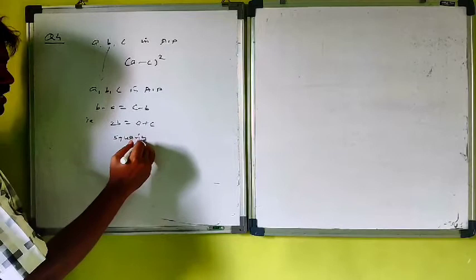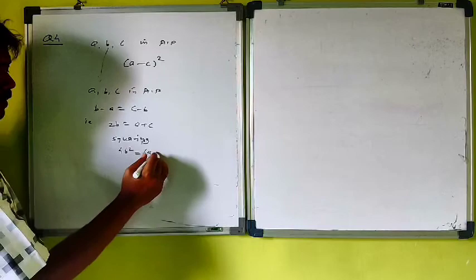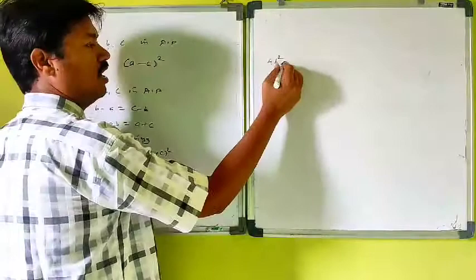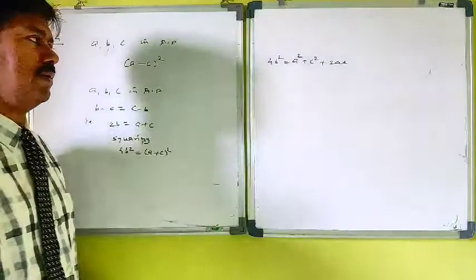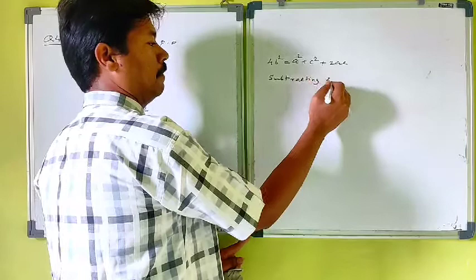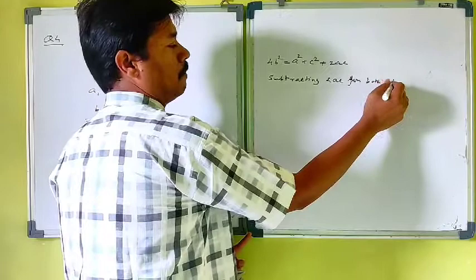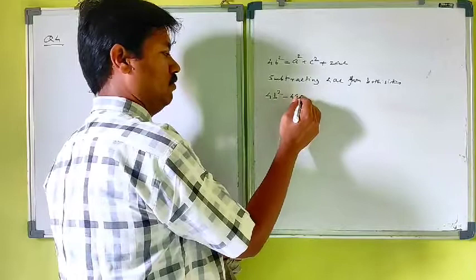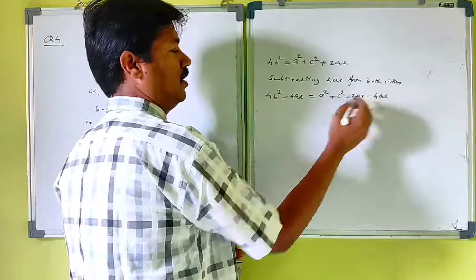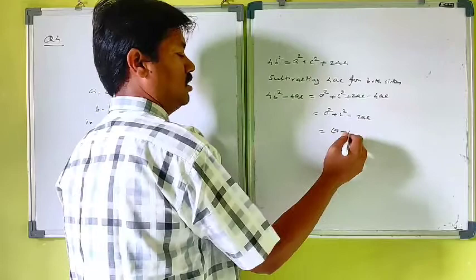So 2b is equal to a plus c. Squaring both the sides, we get 4b square equals (a plus c) the whole square, which is nothing but a square plus c square plus 2ac. Then subtracting 4ac from both sides. So it is 4b square minus 4ac equals a square plus c square plus 2ac minus 4ac. So a square plus c square minus 2ac, which is (a minus c) the whole square.